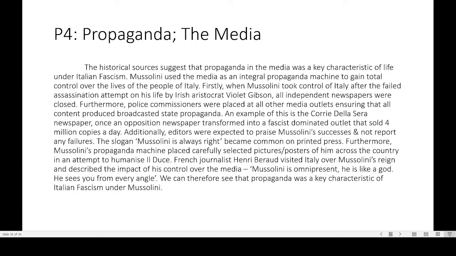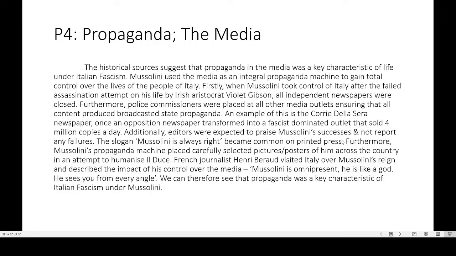They're not 3 or 4 lines per sentence. There aren't many commas included. I like to keep my sentences short and sweet, to the point. Really makes them nice to read. It's an easy read. That's going to contribute towards your overall expression. So the slogan "Mussolini is always right" became common on printed press.